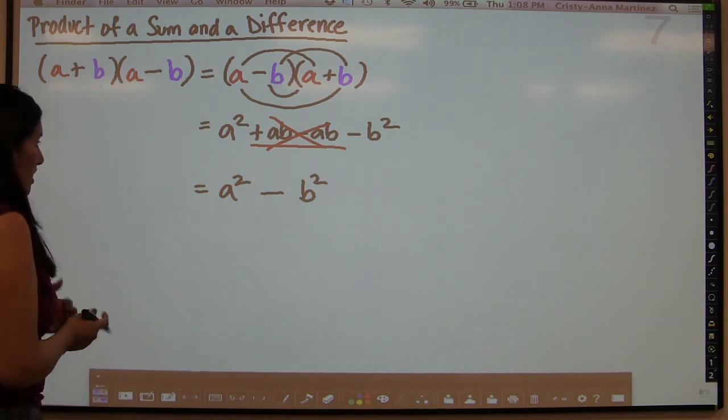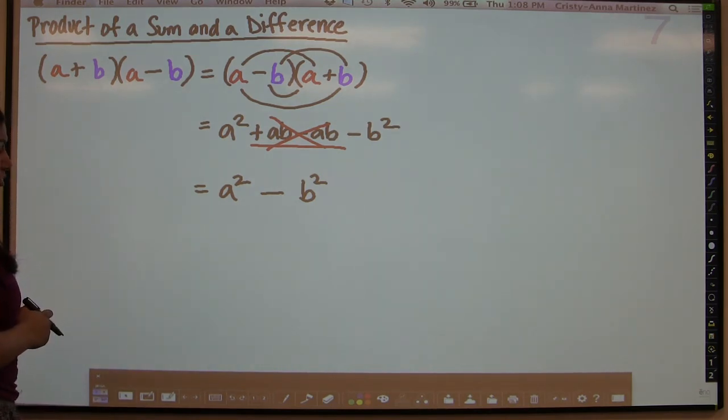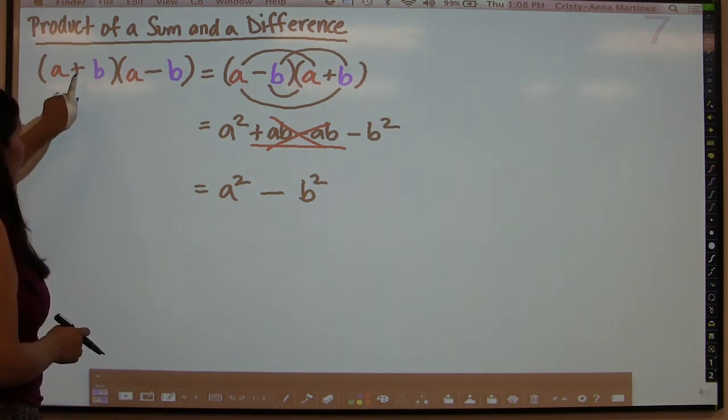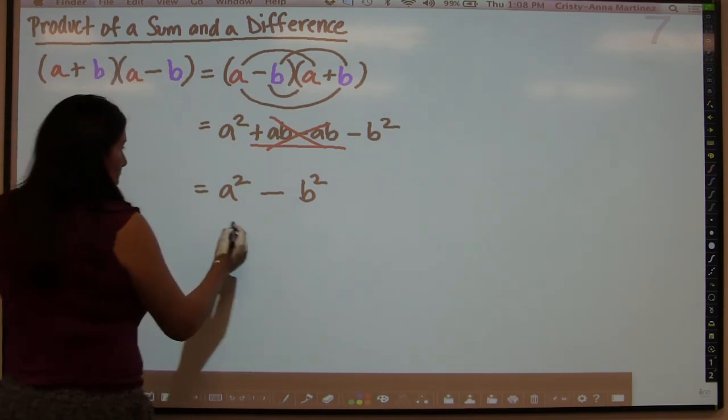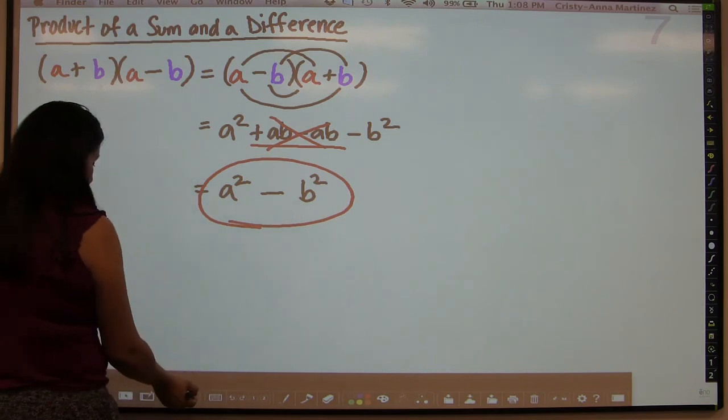This is the case where you actually do have A squared minus B squared, but that only happens when you basically have one of each. It's a positive and a negative, or a negative and a positive. You're going to get A squared minus B squared as your formula.